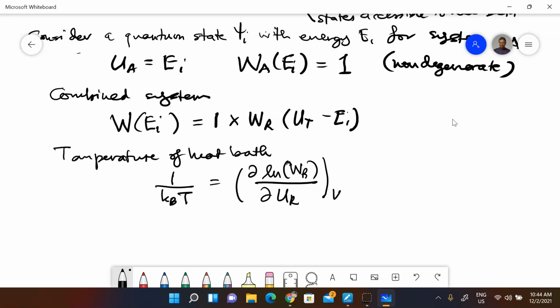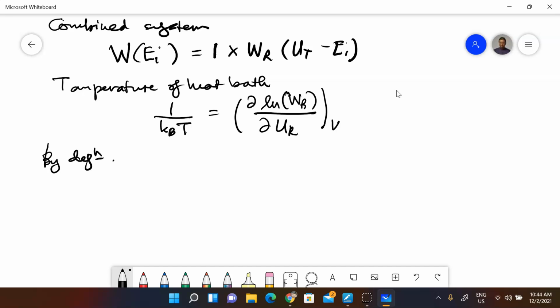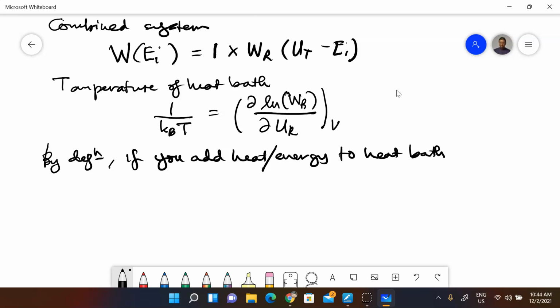By definition, if you add heat, add energy, to a heat bath, there will be no change in temperature, because the capacity of the heat bath is so much more, so there's no visible change in temperature.